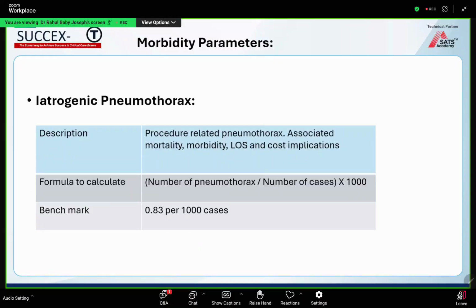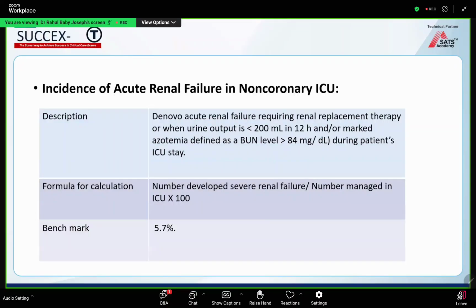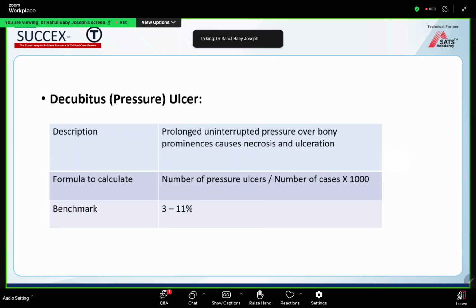Coming to the morbidity indicators, I will just run through the headings because of the constraint of time. Your morbidity indicators include iatrogenic pneumothorax. You need to know the description, formula, and try to know the benchmark, which is around 0.83 per 1,000 cases. The next morbidity indicator is the incidence of acute renal failure in non-coronary ICU. You need to know the definition for ARF, the formula for calculation, and the benchmark.